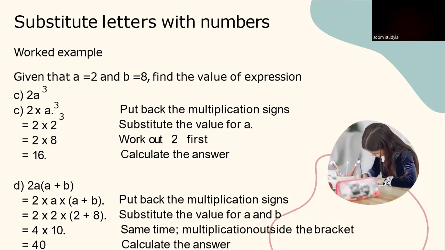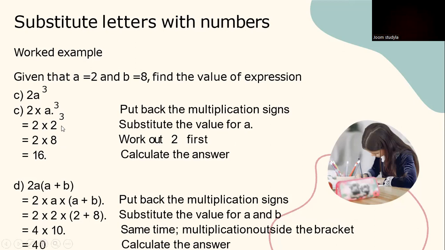And then the third example, 2a to the power of 3. What does it mean by 2a to the power of 3? It means that a has to be multiplied 3 times. A multiplied by A multiplied by A.